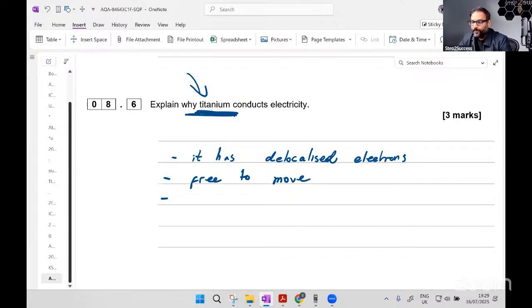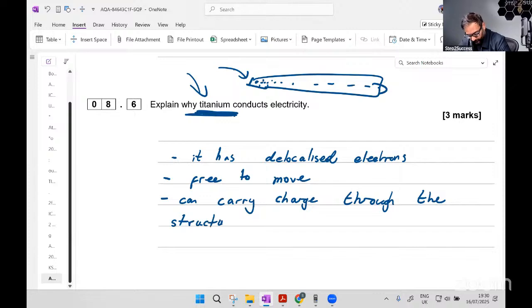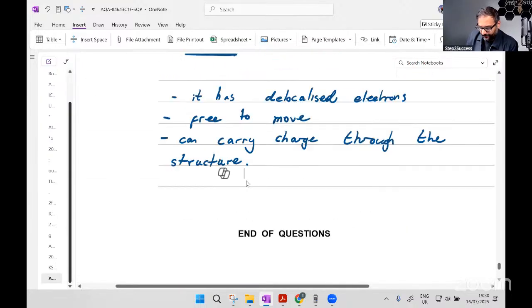And if they can move around, they can carry the charge through the structure. So if that's the piece of titanium, I've got these free electrons here. They can take electric charge from one end and move to the other end. And that's what conduction is. It's just the movement of electricity. Okay. And that is all of that, which I think is all the questions anybody asked me. 5, 6.3, 8.1, 8.3, 8. It is.